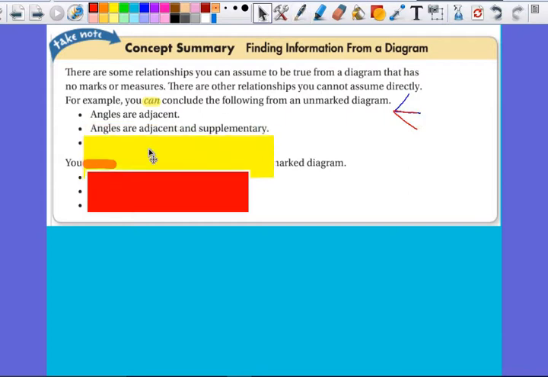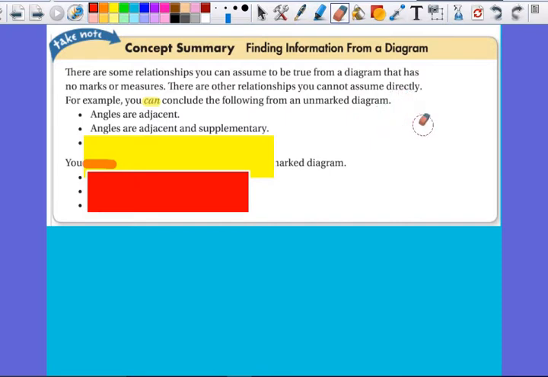For the second one, angles are adjacent and supplementary. What it means is you've got two angles that are beside each other and add up to 180. So an example of that would be something like this. You have that one, then you have this one. Do they form a straight line? Yes, therefore they add up to 180. So that's what it means by adjacent and supplementary, all right?